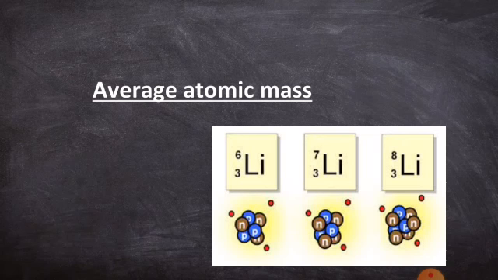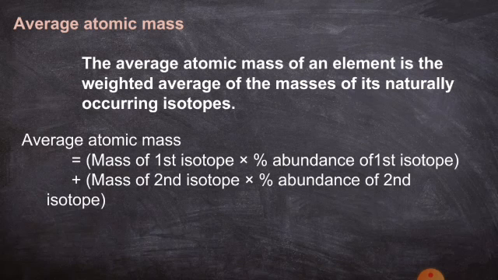Okay, now you understood the average atomic mass. So define average atomic mass. The average atomic mass of an element is the weighted average of the mass of its naturally occurring isotopes. So you have to find out the weighted average of the masses with its natural occurrence.